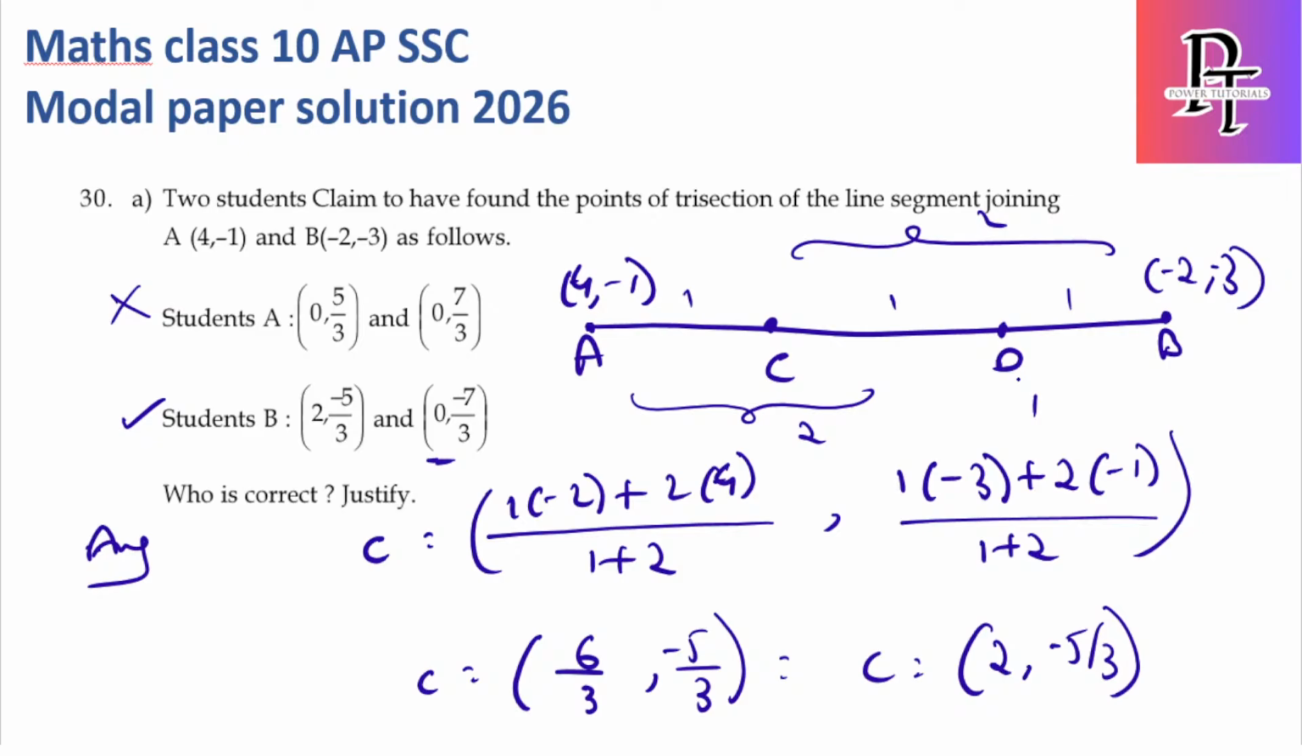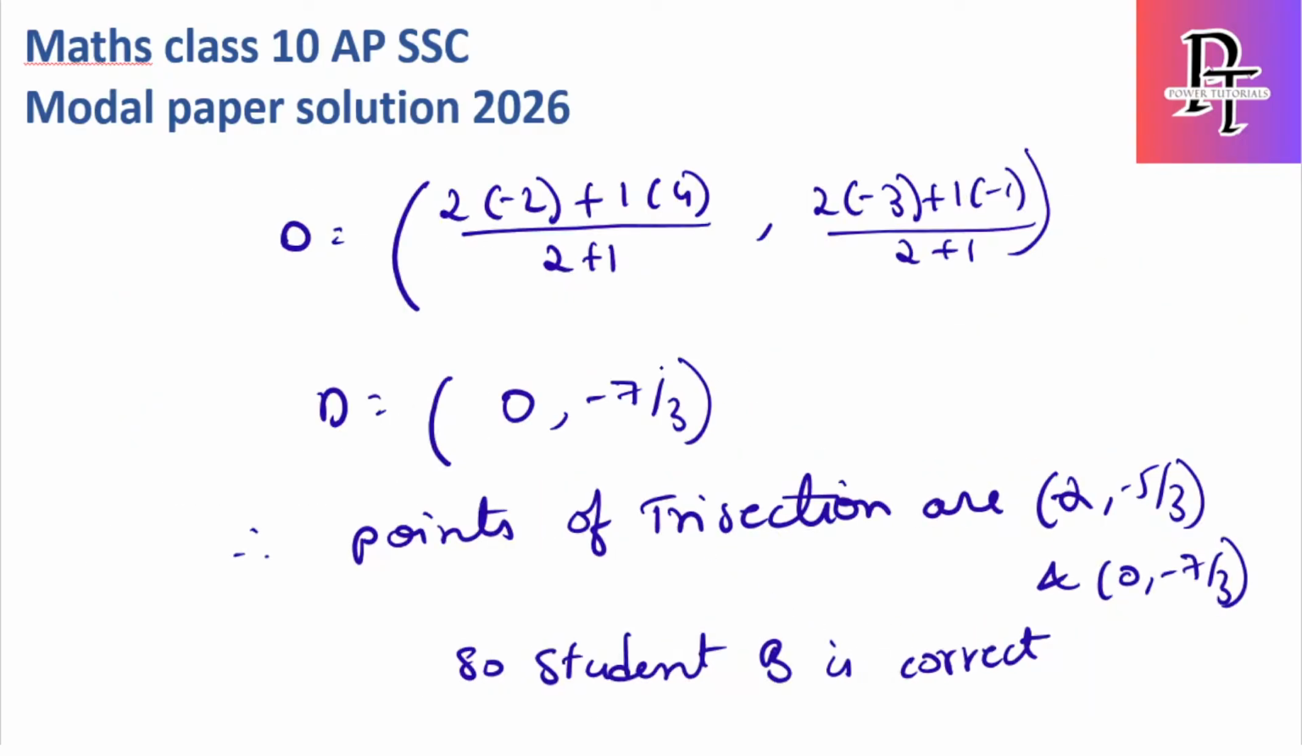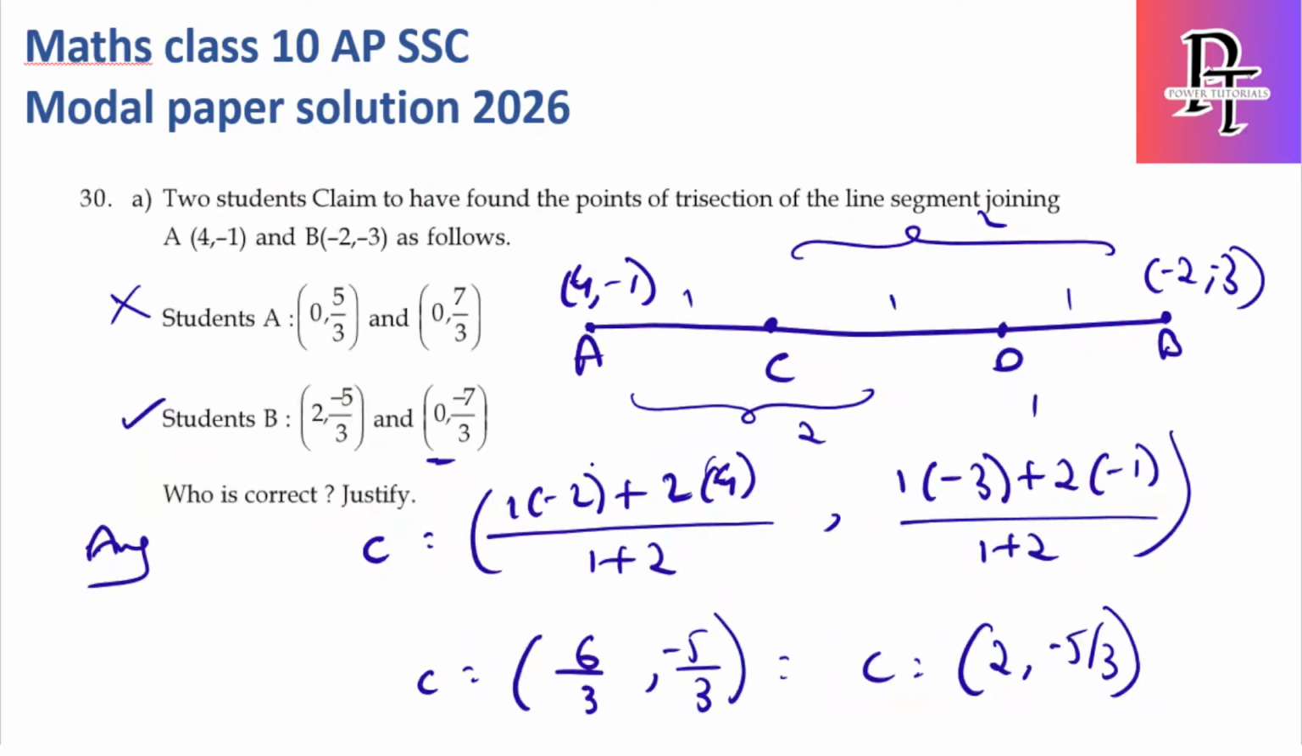The section formula is (mx2 + nx1)/(m + n). So m is 1 and n is 2: 1 into -2 plus 2 into 4, by 1 plus 2. Same for the y coordinate: 1 into -3 plus 2 into -1, by 1 plus 2. So this gives 6 by 3 comma -5 by 3. 6 by 3 is nothing but 2, so (2, -5/3). Do the same for the second point, where the ratio becomes 2:1 instead of 1:2, so 2 into x1 plus 1 into x2 by m plus n. You will get (0, -7/3). So who is correct? Student B is correct and student A is wrong.